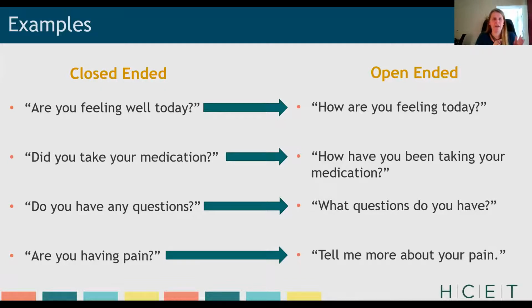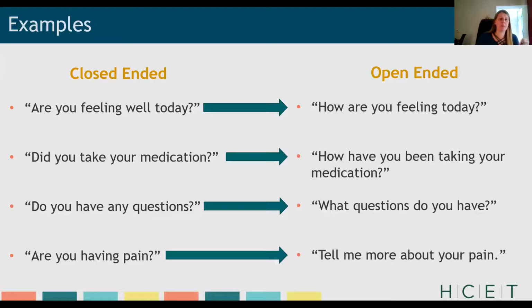On one side of the slide, I have a closed-ended question, and on the other side, I reformatted that question into an open-ended question. I think this will help give you an idea of how very differently the response to these types of questions is going to be based on how you ask it.